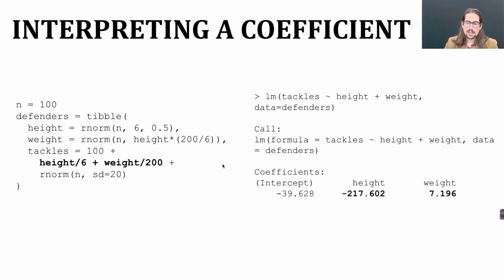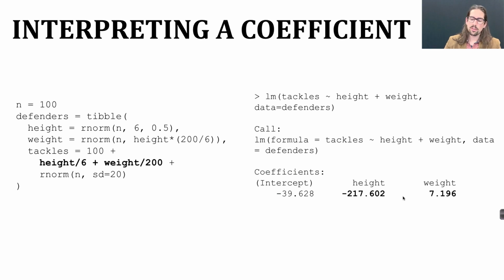So let's see what happens if I draw some data from this data generating process and I actually run linear regression. What do I get? So I put in tackles as the thing to be predicted, and then height and weight as the predictors. I use this defenders data, and you can see what I get is actually a huge negative coefficient on height, and a largish positive coefficient on weight.